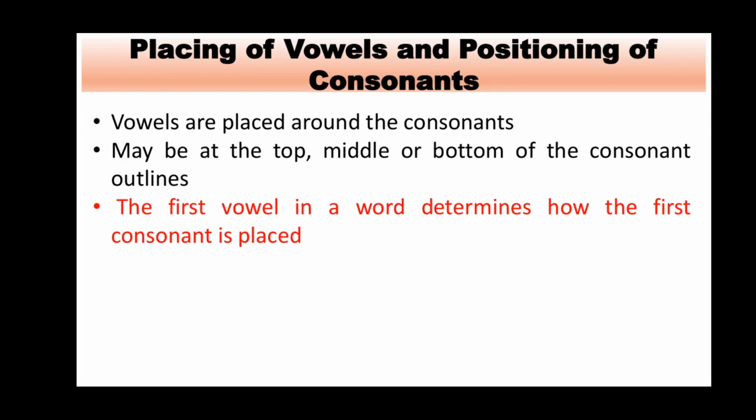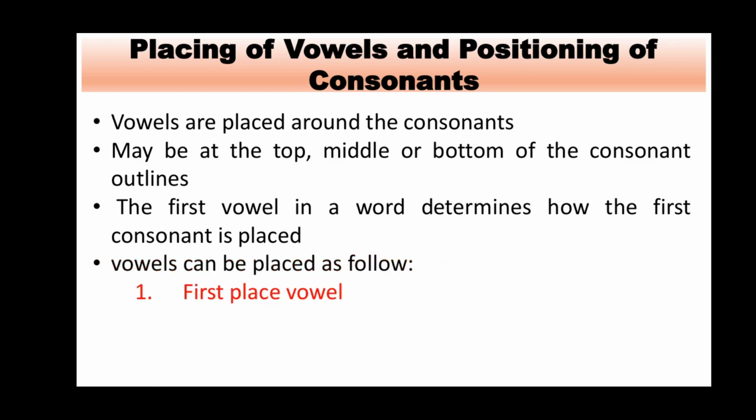The first vowel in a consonant determines how the first consonant is placed. So a vowel determines how we place a consonant in an outline. A vowel can be placed as a first place vowel, just like we have in the first example. We have T, A. That dot at the top is a first place vowel. A first place vowel is placed at the top of an outline.